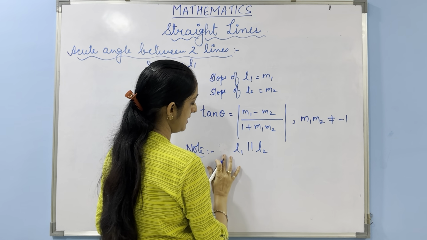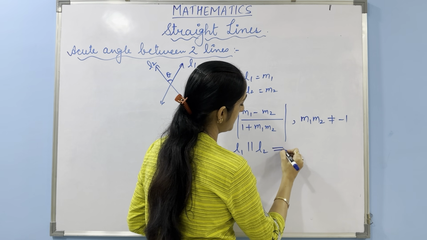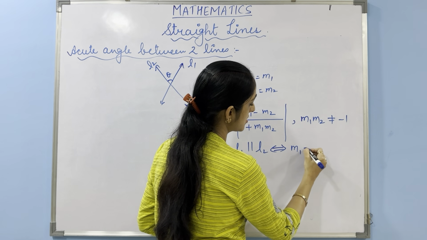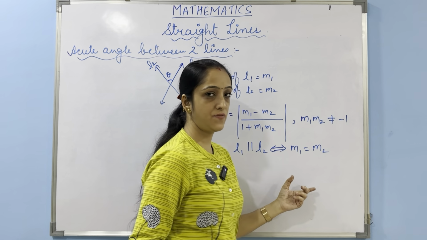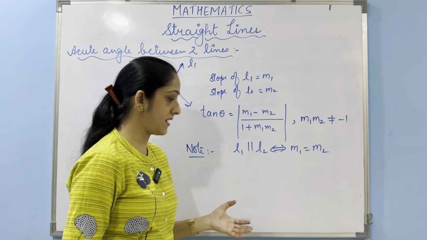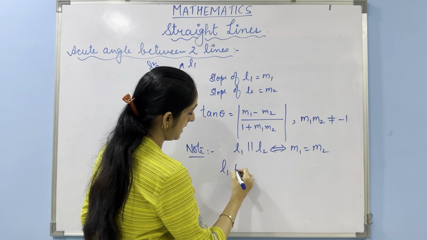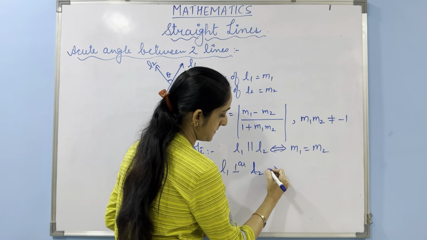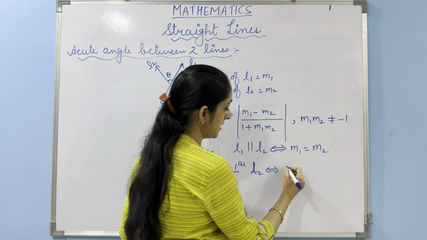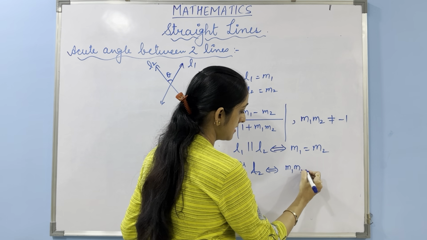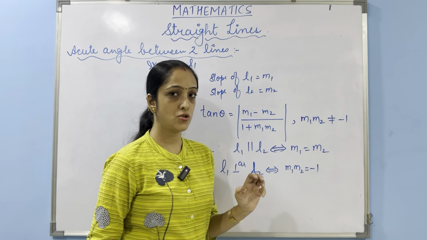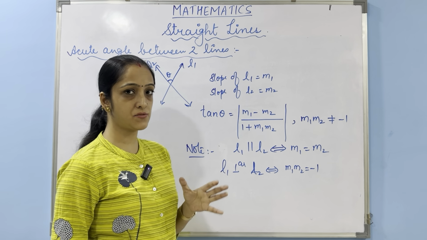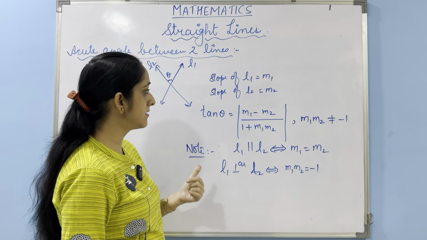Two lines L1 and L2 are parallel if and only if their slopes are equal. If they have the same slope, then the lines are parallel. Two lines are perpendicular if the product of their slopes is equal to minus 1. So these three things are important as far as the angle between two lines is concerned.